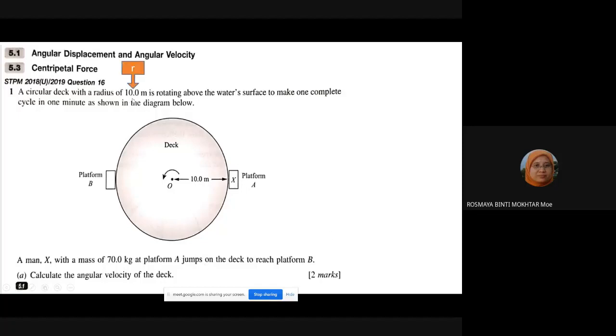So you are given the radius, and the period. Because this is one complete cycle for 1 minute, that means the period is 1 minute, convert to seconds is 60 seconds. And then the mass of the man, 70 kilogram. So we are going to determine the angular velocity, omega.